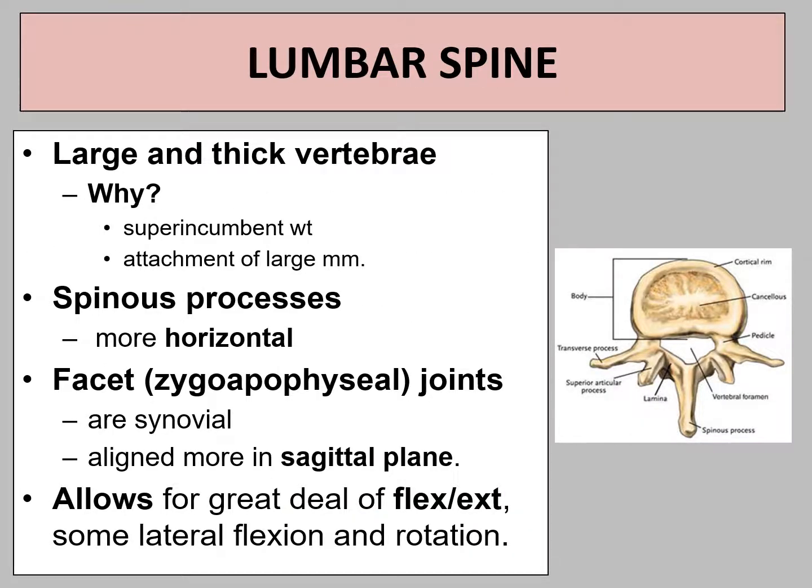The lumbar spine is going to be made up of the largest size vertebrae. This is because of the amount of weight bearing that goes through the vertebral bodies at this distal end of the spine. Also, we have a lot of large muscle attachments. Their spinous processes are oriented in the horizontal, and their facet joints are in the sagittal plane to allow for greater flexion and extension in this area of the spine. Although the lumbar spine also does have a good amount of lateral flexion and rotation.